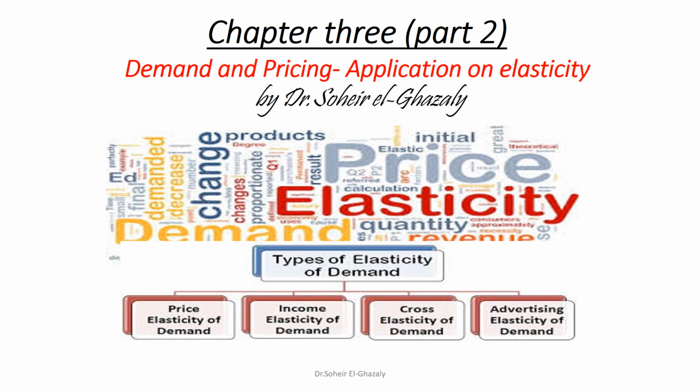Actually, it's about application on elasticity. Okay, we're still talking about demand and pricing, but I just remind you of some stuff that we talked about on elasticity. We said the types of elasticity of demand are price elasticity of demand, income elasticity of demand, cross elasticity of demand, and advertising elasticity of demand.